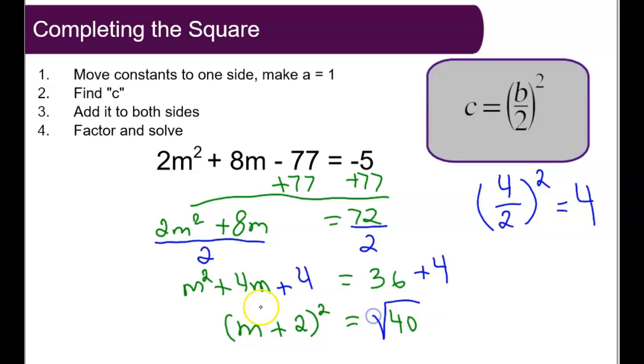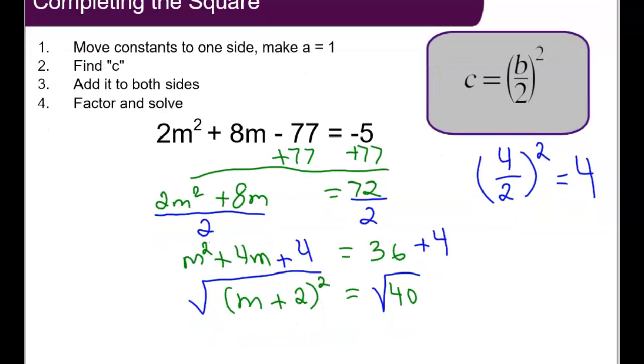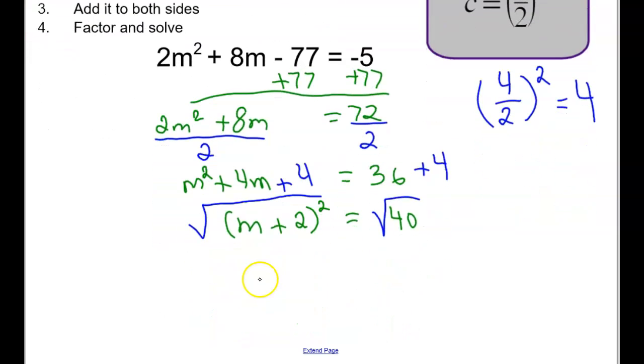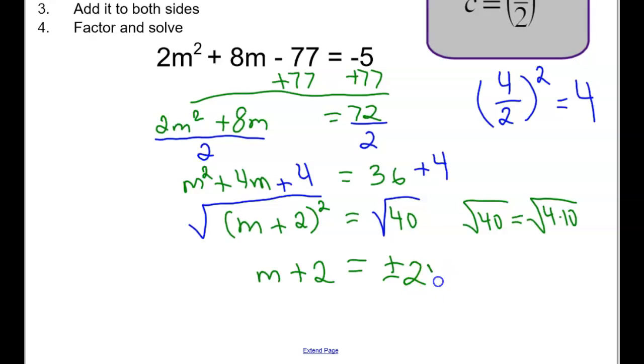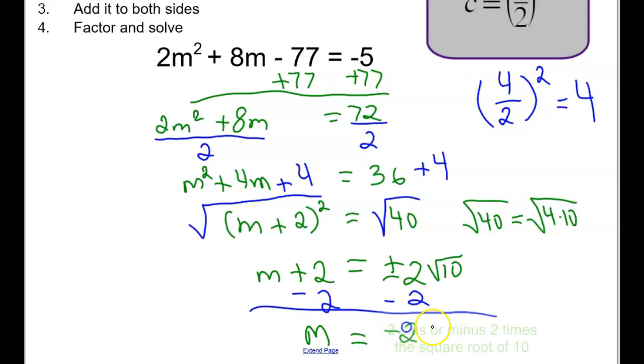I'm going to take the square root of both sides, and I find out that m plus 2 is equal to the square root of 40, but I can simplify that. The square root of 40, that's equal to the square root of 4 times 10. That's going to be plus or minus 2 times the square root of 10. So I want to make sure I simplify that radical. And I'm going to subtract 2 on both sides. I find out that m is equal to negative 2 plus or minus the square root of 10.